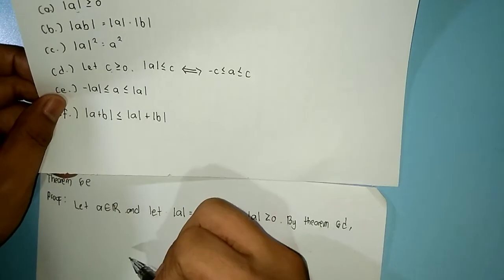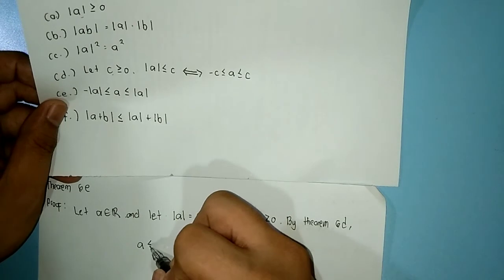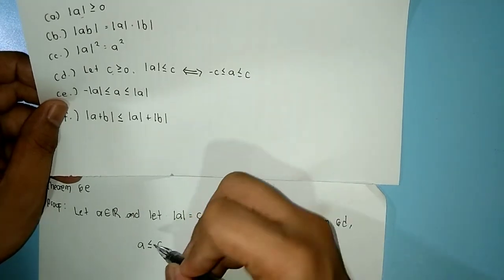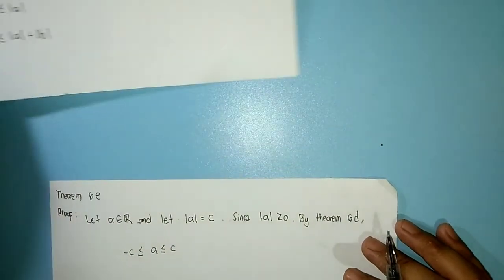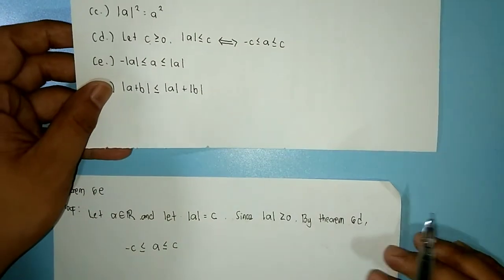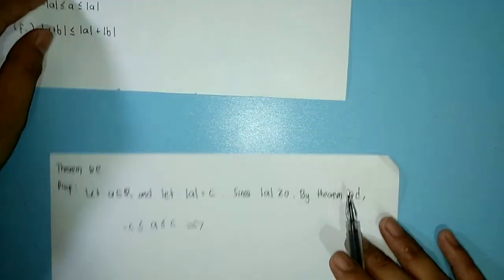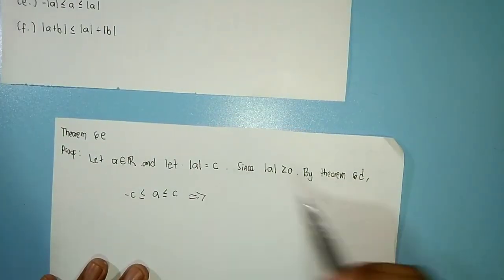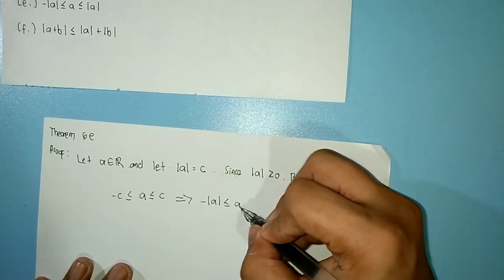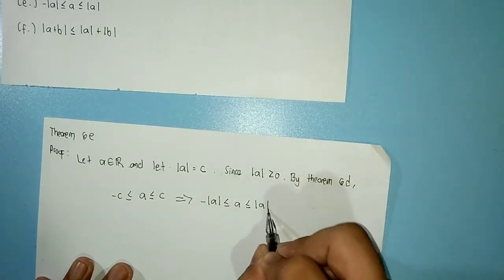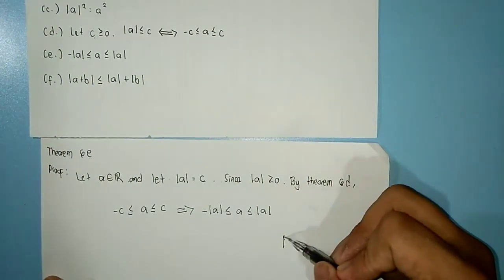Yung absolute value ng ating A ay less than or equal to C, greater than or equal to negative C. Okay? Which implies that, ito yun, dito ko kinuha. Which implies that kung yung C natin ay absolute value ng A, that will be negative absolute value of A less than or equal to absolute value of A. Tapos na kagad, no? Na-prove na kagad natin yung E. So this will be done.